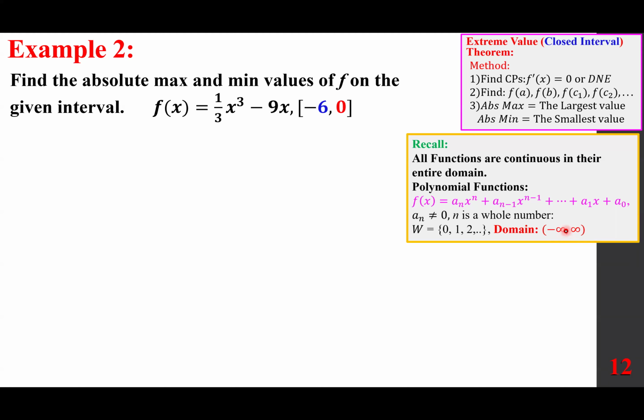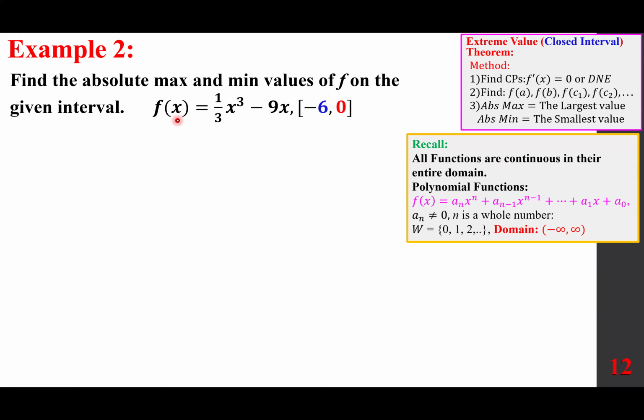If you happen to have a different type of function, like a rational function, you write the domain. Remember, in the case of a rational function, you set the denominator equal to 0 and you exclude that. So the function is continuous in the entire domain, which would be all real numbers, and you exclude those values. So all functions are continuous in their entire domain. The key is to find the domain.